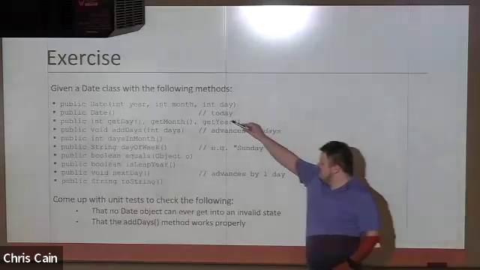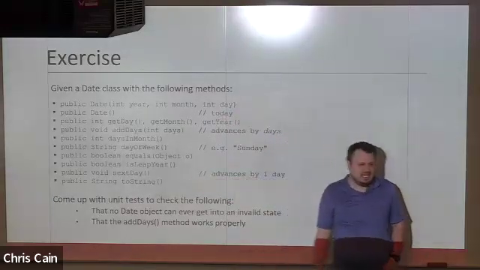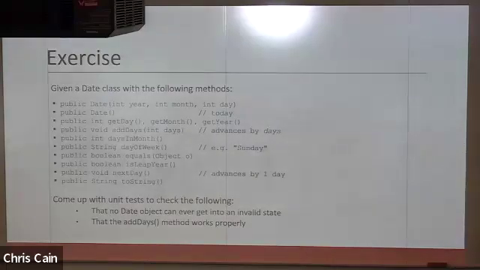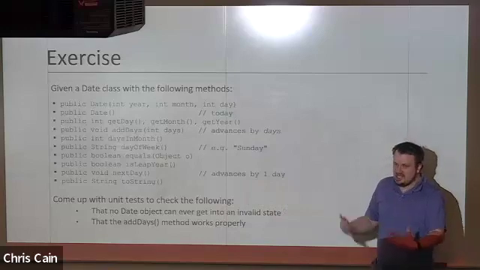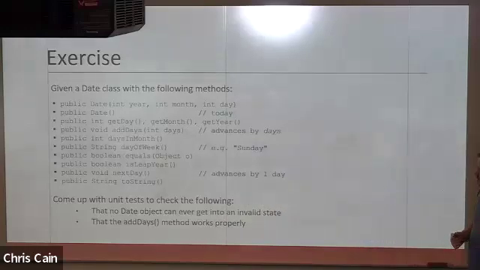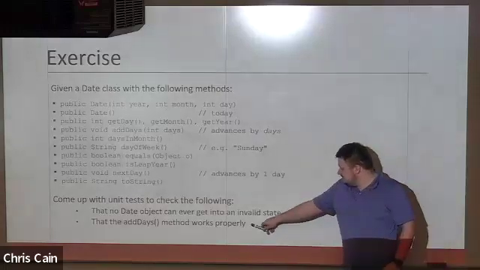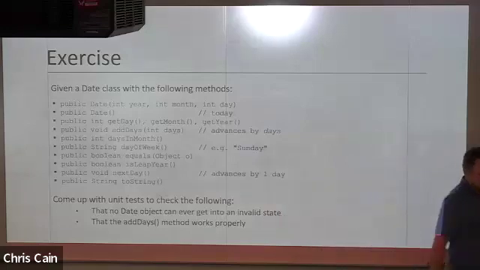So what of these methods could potentially get a date object into an invalid state? And what do we need to check to make sure that something like add days is actually going to return a date object that makes sense? What kinds of tests would we need to write? Just think about that. This is a reasonably long exercise. I expect this to take a while. Think about it and try to write them out with those assertion methods from before. So you want to make sure that add days works properly and that no date object can ever get out of place.